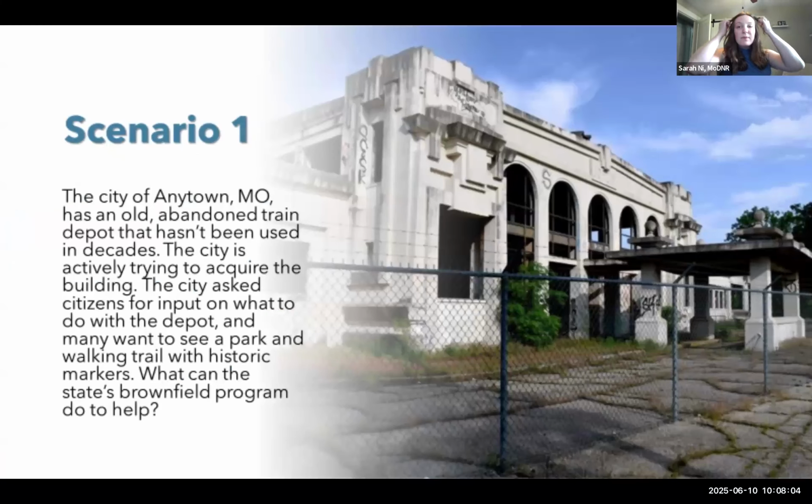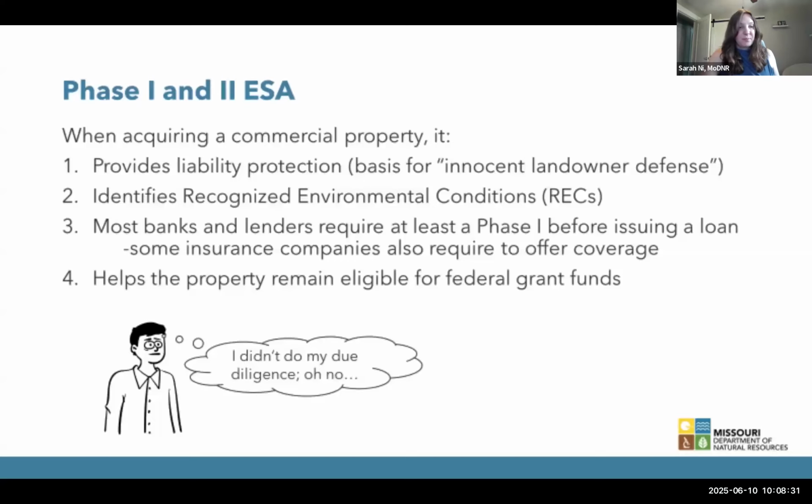So I'm going to go through a few scenarios of just when you would use each of these types of assistance. Scenario one: the city of Anytown, Missouri has an old abandoned train depot that hasn't been used in decades. The city is actively trying to acquire the building. The city asked the citizens for input on what to do with the depot, and many want to see a park and a walking trail with historic markers. What can the state's Brownfield program do to help?